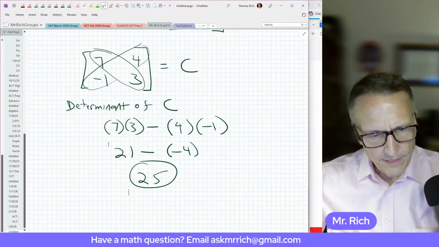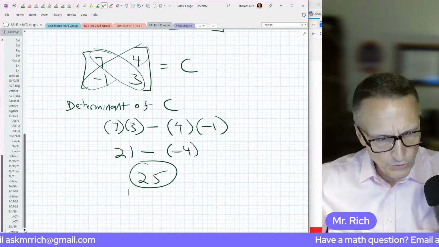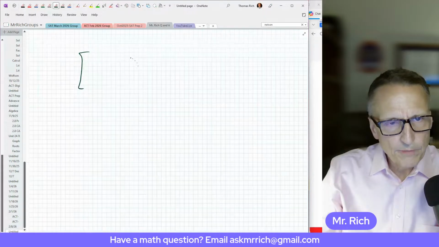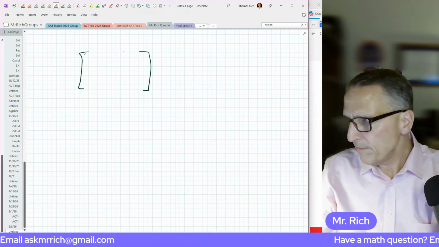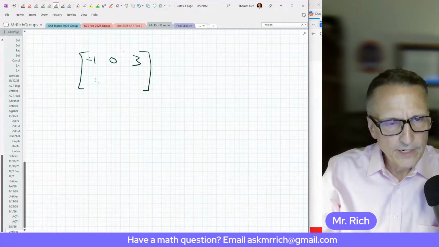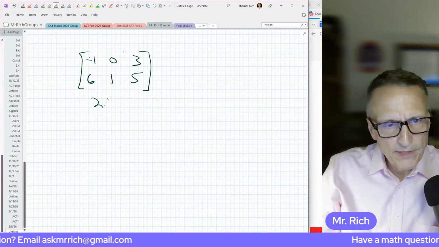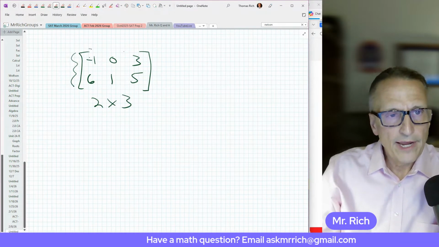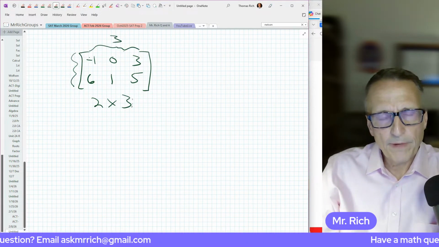All right. The next thing that I wanted to show you is how to multiply matrices. Here is where the dimensions are going to be important. So, students, I'm going to give you a 2 by 3 matrix: negative 1, 0, 3, 6, 1, and 5. Remember, we take a look at the rows, which there are 2, and the columns. There are 3 columns. So this is a 2 by 3 matrix.